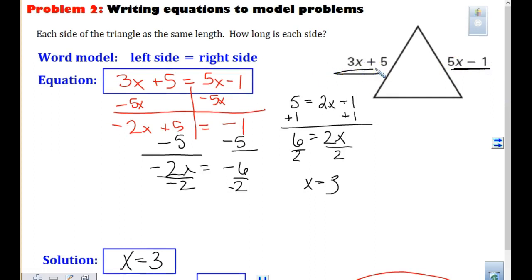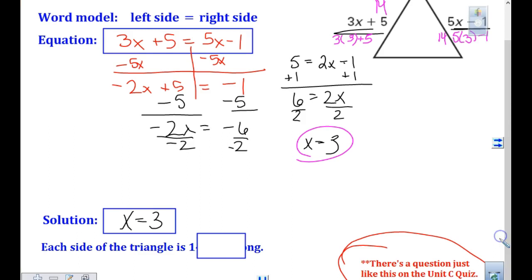So what do you have to do with that x of 3? We got to plug it in, right? Does it matter which side you plug it in on? Not at all. 3 times 3 plus 5? 14. 5 times 3 minus 1? 14. They had to come out the same, right? That's kind of like our whole checks we've been doing. That's what the check is asking you in this one, okay? So it should have been 14 inches, right?